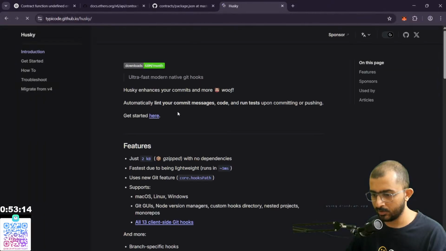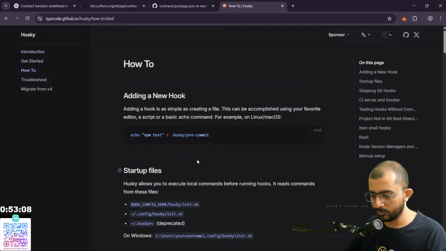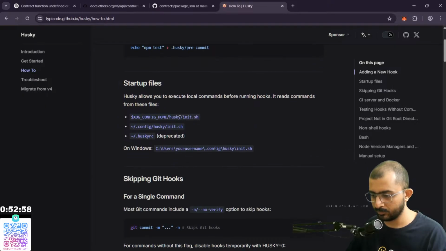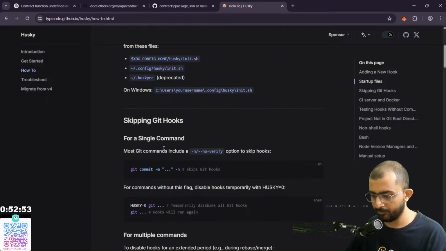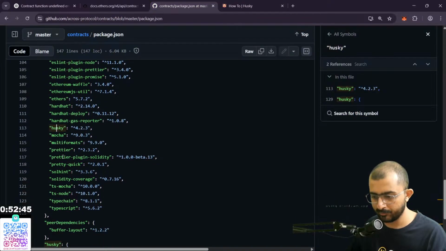Anyway, documentation, type code, how to npm husky pre-commit. Skip hooks. Okay, I should check it out. Prettier plugin Solidity. I don't think I have this. I have something else.